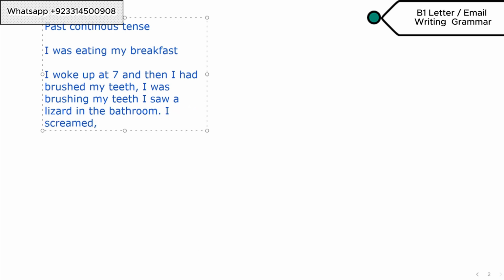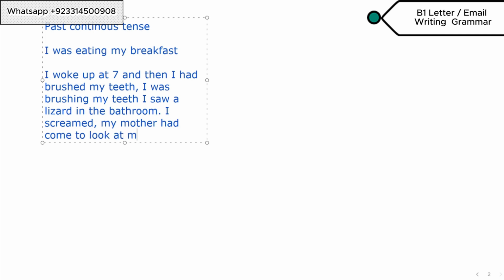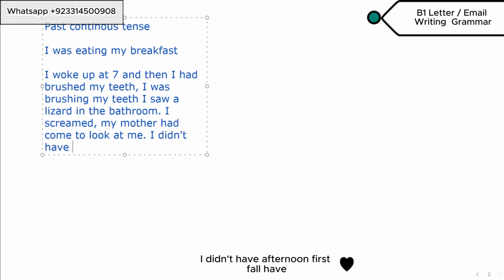I screamed. My mother had come to look at me. Can you see that? I am not using any different tense. I'm using the tenses that you already know. I did not have a stick to kill the lizard. After didn't, first form, have. I didn't have a stick to kill the lizard.